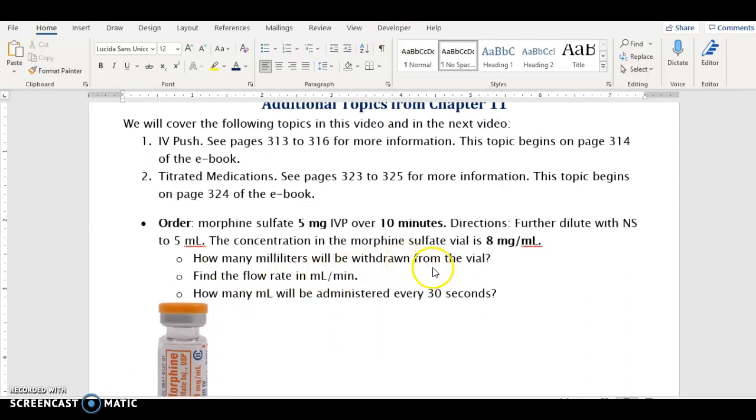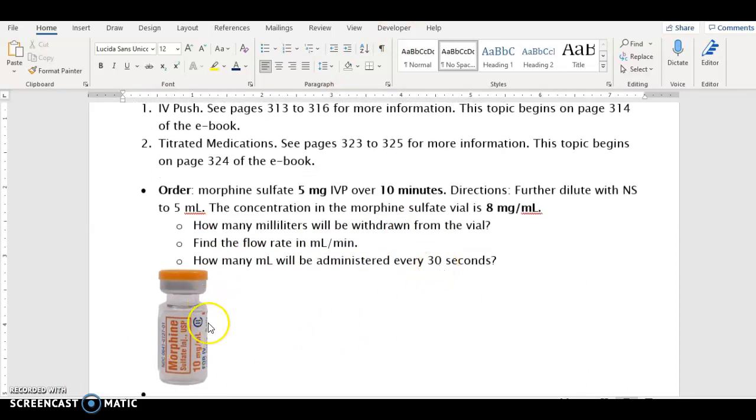It's important to realize that we have a vial just like this one that contains the medication. The 8 milligrams per milliliter that you see in the problem is just for illustration purposes, so this may or may not be a realistic concentration for morphine sulfate. This is an example of a morphine sulfate vial. It's a liquid containing the medication, and according to the label, the concentration is given as 10 milligrams per milliliter. But we're going to use the concentration given in the problem.